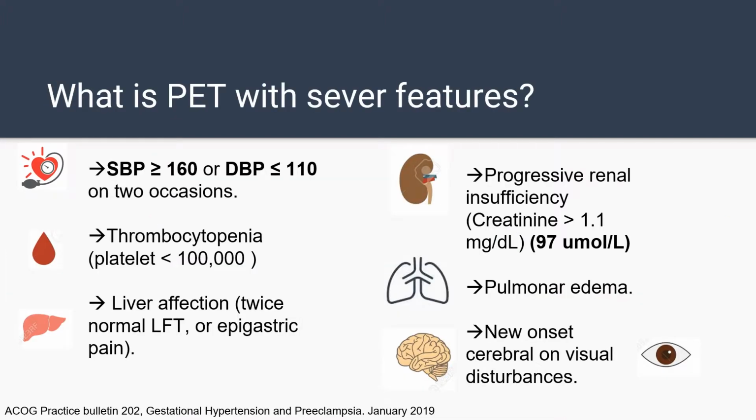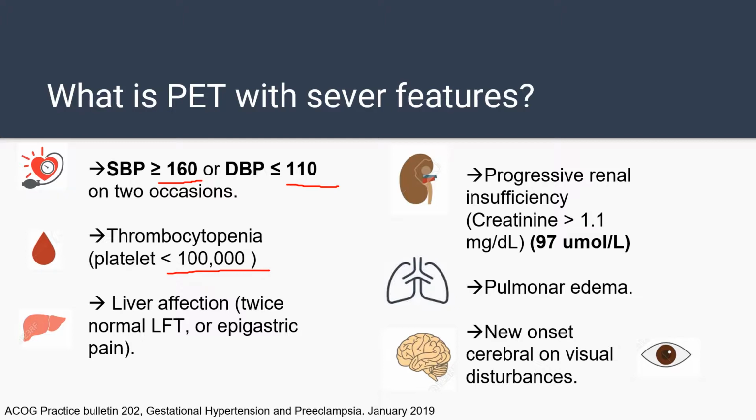So what is preeclampsia with severe features? According to the American College of Obstetrics and Gynecology 2019 bulletin, the severe features are 6. The first one is the blood pressure. So if we have systolic over 160 or diastolic above 110 on 2 occasions, we can say that this mother has a severe feature. If the mother has thrombocytopenia, that is less than 100,000, also a severe feature.